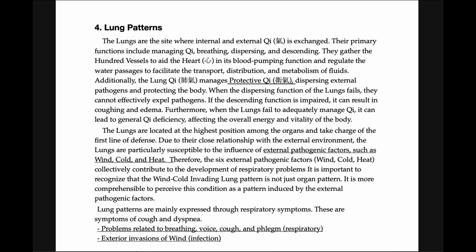The lungs are located at the highest position among the organs and take charge of the first line of defense. Due to their close relationship with the external environment, the lungs are particularly susceptible to the influence of external pathogenic factors, such as wind, cold, and heat. Therefore, the 6 external pathogenic factors, wind, cold, heat, collectively contribute to the development of respiratory problems.